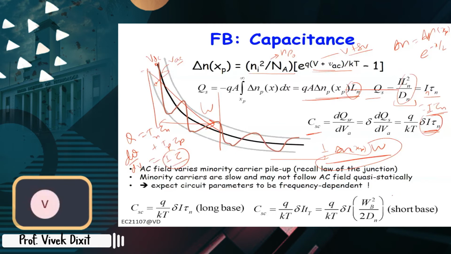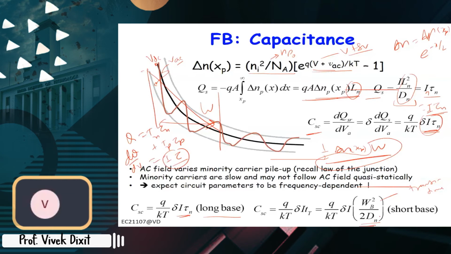So this is called transit time. So in the first case, when the length is large enough, these carriers are actually recombining, right? So in this region they are recombining, so by recombination they are disappearing. So this is called long base, and your capacitance is q by kT times delta I tau. In case of short base, instead of I tau, you can write I times W squared by 2D, where W is the width, and it is much shorter than the diffusion length. And we will again discuss it when we discuss BJT.